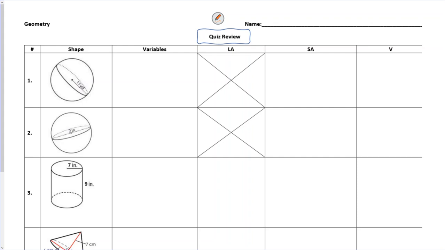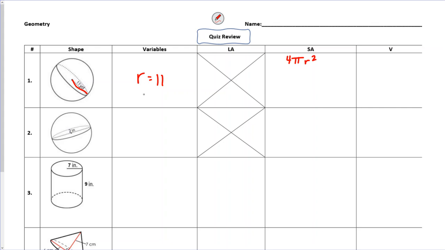All right, problem number 1, we have a sphere, and for our sphere, we only have one variable we have to worry about, which is our radius. And in this picture, the radius is already given to us. It's that short line from the center to the outside, and it is 11. Spheres do not have lateral area, so we can skip that. They do have our surface area, which is 4 pi r squared. That is our formula.